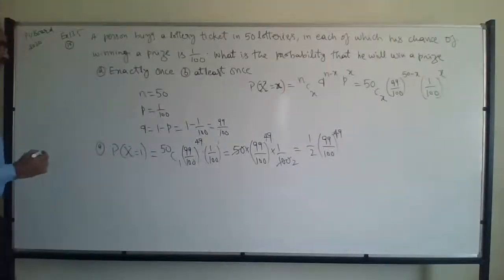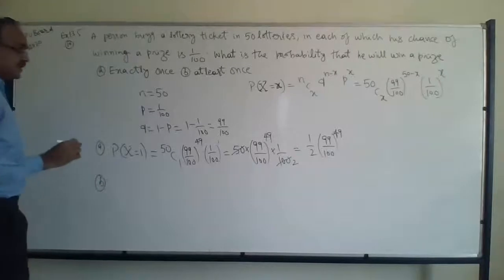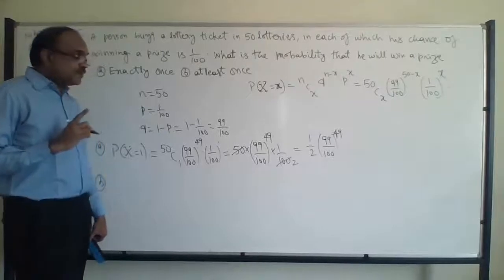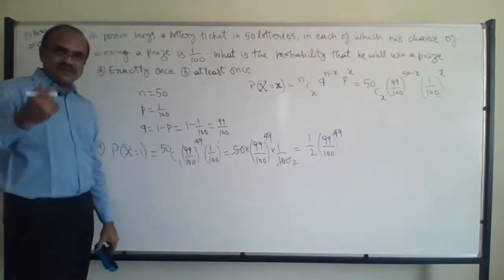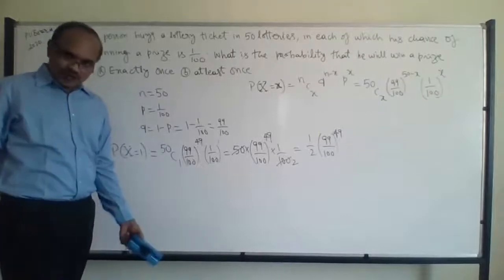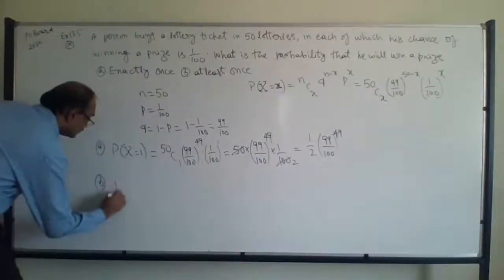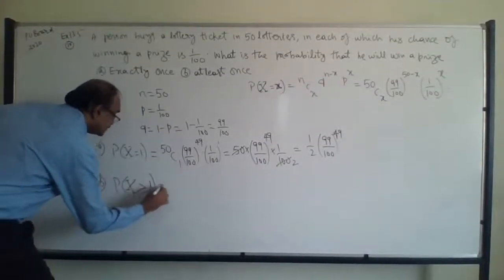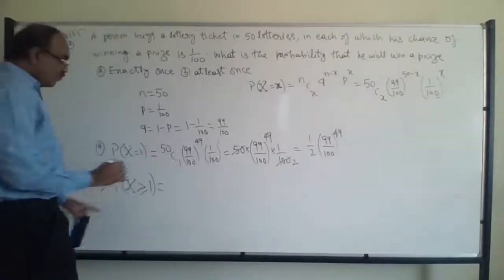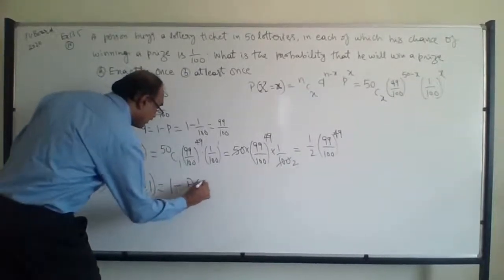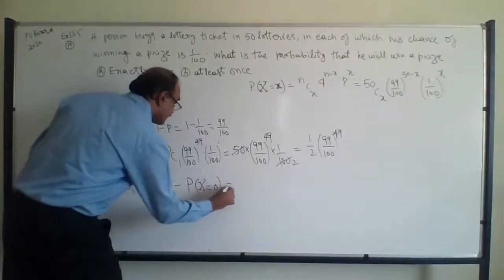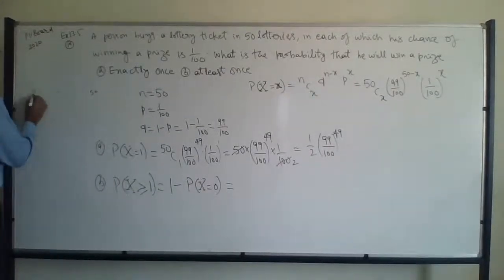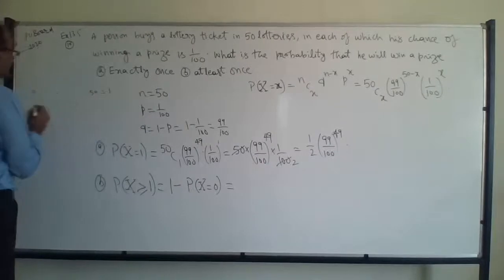Now, second question: at least once. See here, at least once means one or more, that is 1, 2, 3, 4, up to 50. Do you do that? You don't. So what you do is, X greater than or equal to 1 is nothing but 1 minus probability of x equals 0. Have you understood this? You have 0 to 50, and the sum of all these probabilities is 1.